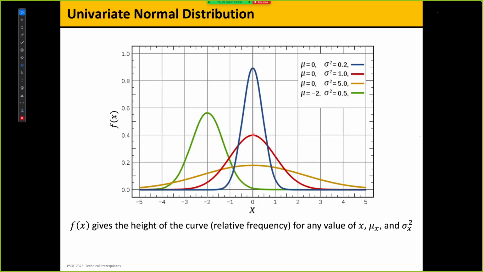But let's think about what it means. Let's take the blue curve for a second and describe what it means. So if I knew the mean was 0 and the variance was 0.2, and I had two observations, I had a 0 and a 1. The 0 height is right here about 0.9. The 1 height is right here about 0.1. Again, 0.9 is not a probability. It does not mean we have observing a 0 with a probability of 0.9. What it means is that compared to observing a 1 with a height of about 0.1, a 0 is like 9 times more likely to be observed than a 1, right? It's relative.